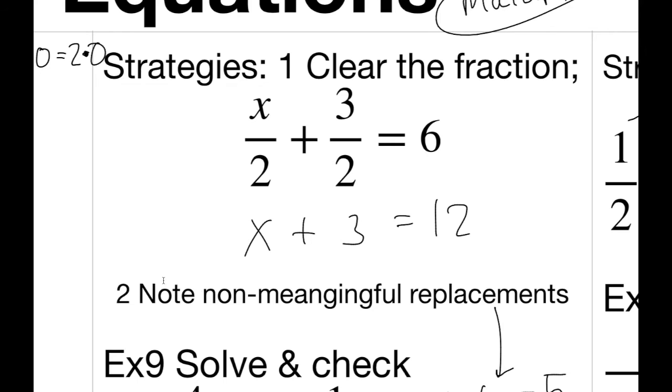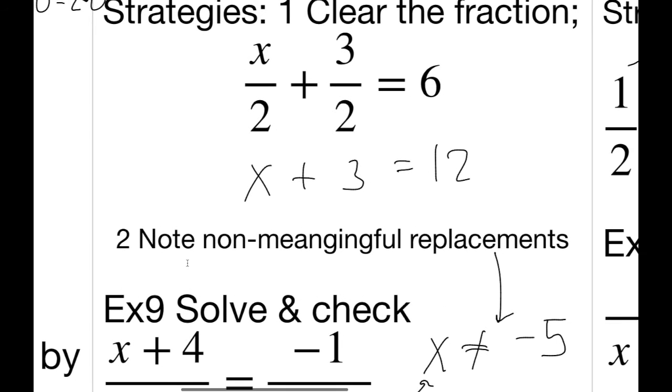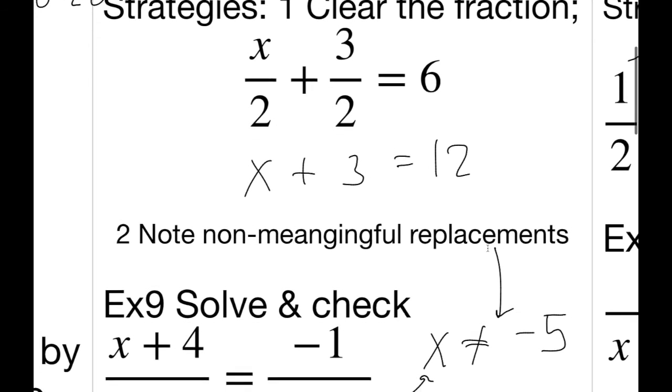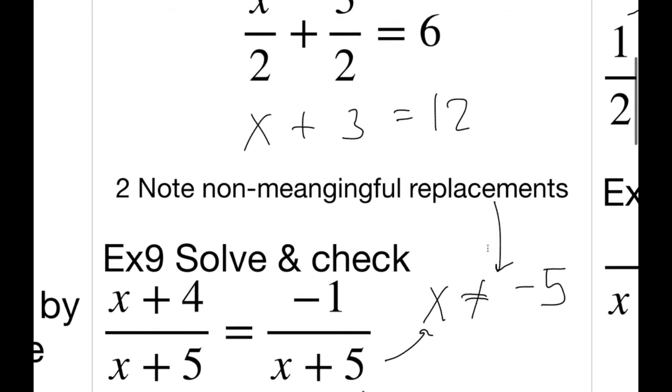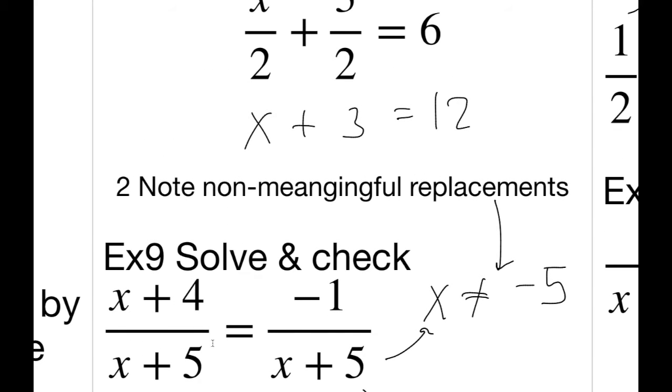So that's the first strategy. Second strategy is, at the outset, note the non-meaningful replacements. What I mean by that is, here in this equation, just as a first step, or as soon as you see it, note that if we ever get x equal to -5, that should not be a solution. Let's say we do a whole bunch of algebra, and then at the end we get x equals -5 as your answer, or one of your answers.